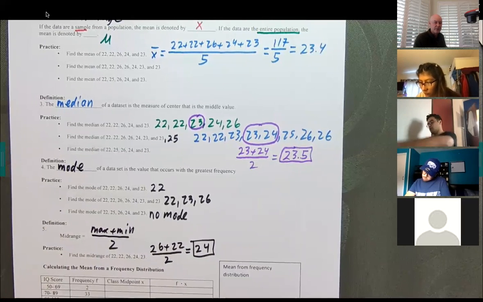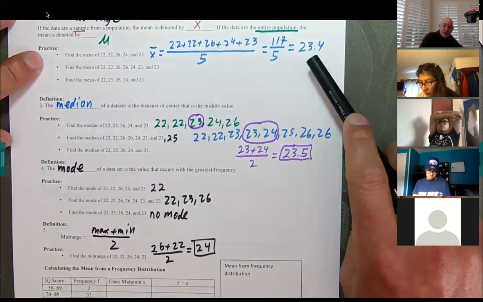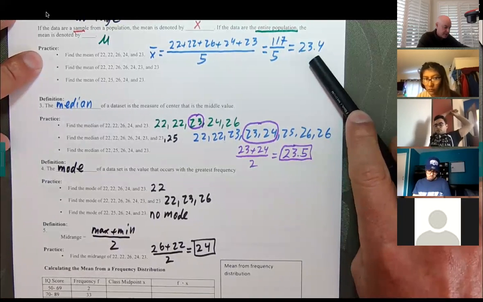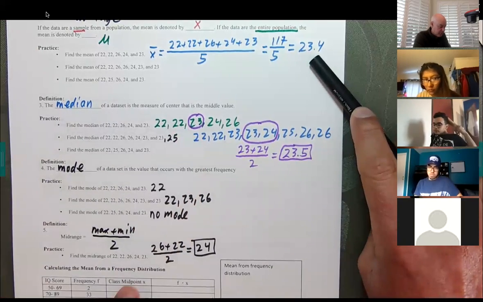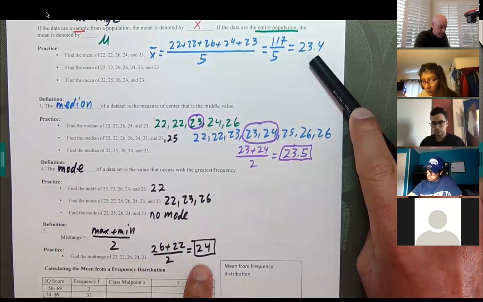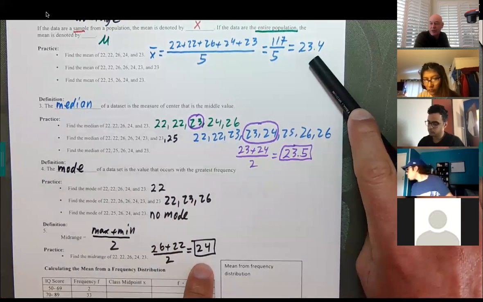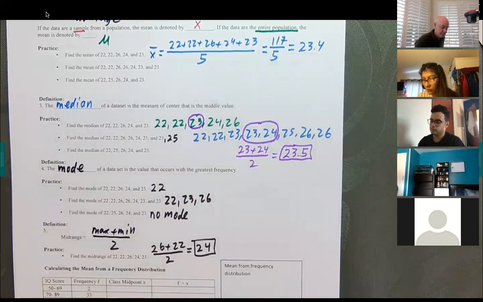And I want to point out that I have the same data set as the first data set for all of these different ones. So for the mean up here, I got 23.4 as a measure of center. For the median, it was 23. For the mode, it was 22. And for the mid-range, it's 24. So you can see they're all pretty close to one another. Each one sort of tells its own story. It gives you data that you're interested in. This next one takes a little bit longer.